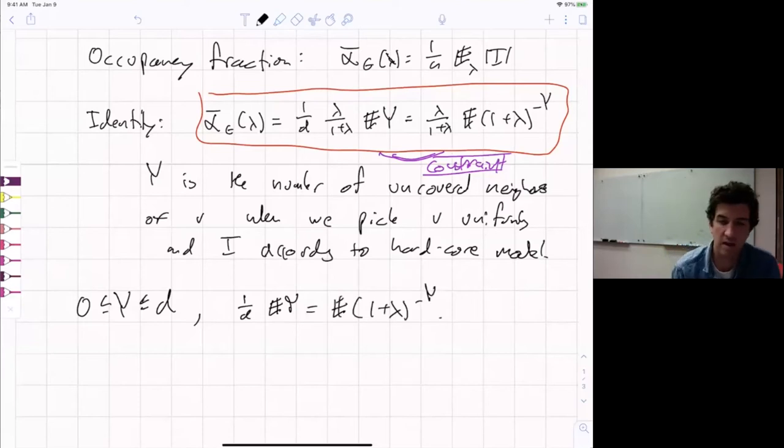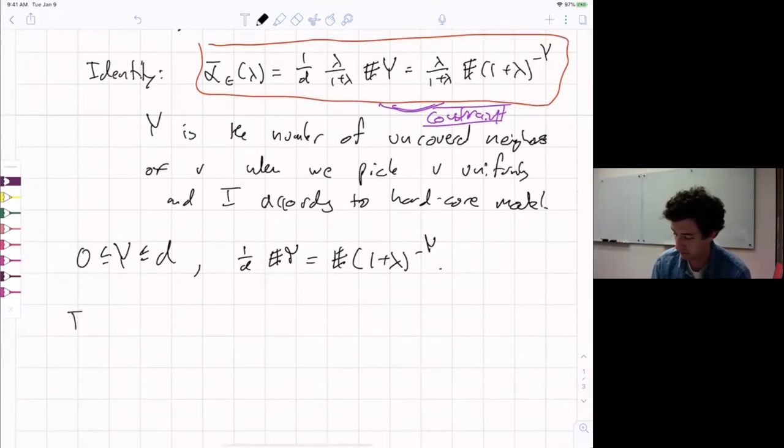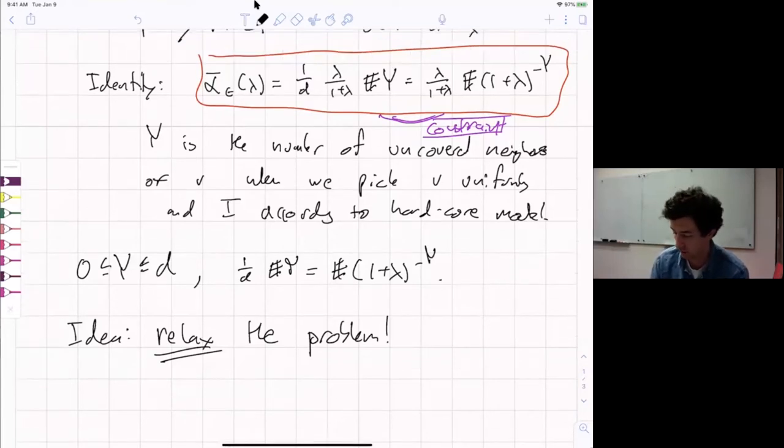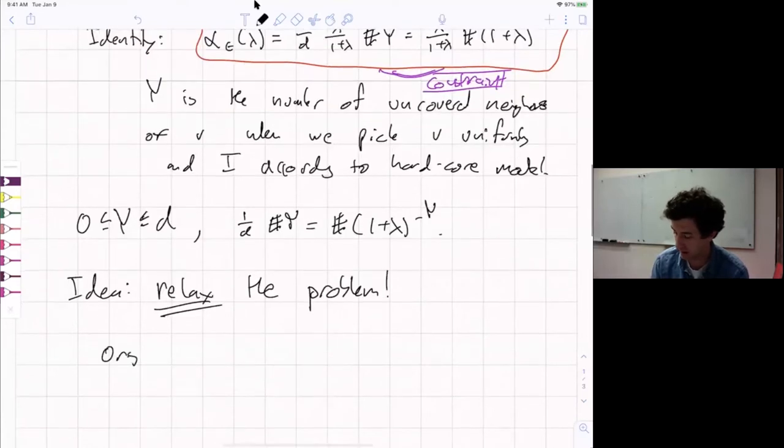Okay, and we want to understand how big can the occupancy fraction be, how small can the occupancy fraction be, and so on, as a function of d and lambda. And so the idea is just to relax the problem. So relax here has a certain meaning in optimization. What it means is that you enlarge the set of possible optimizers. And so really, what optimization problem are we interested in? Originally, we want to maximize alpha bar G of lambda over d-regular graphs G.